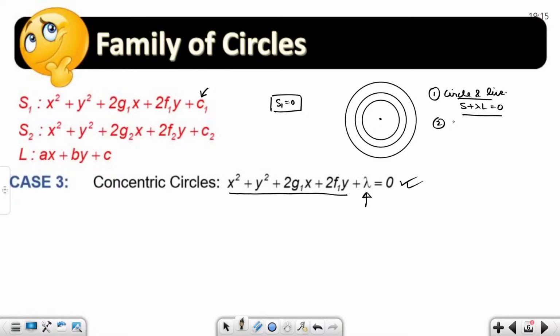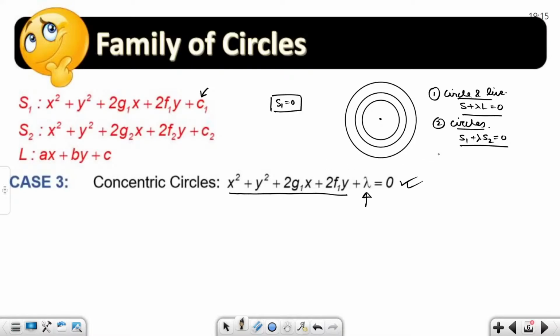Number two, when two circles are given, we simply write the equation of those two circles and add a parameter lambda, which equals 0. So this represents all the family of circles which are passing through the points of intersection of two circles, S1 equals 0 and S2 equals 0. So mainly we have to remember these two things for finding out the family of circles.